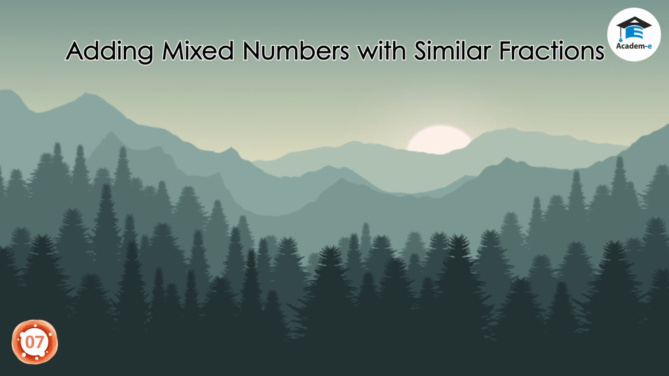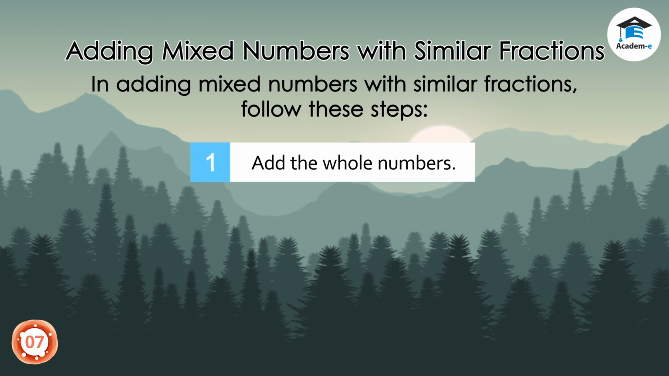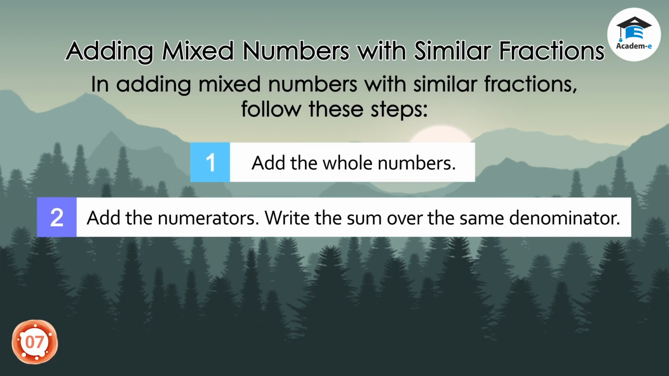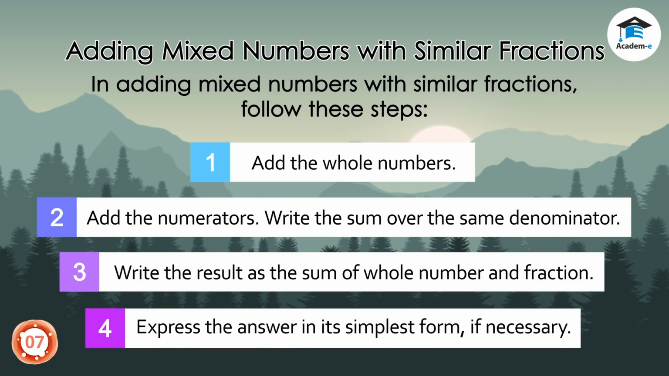Adding mixed numbers with similar fractions. In adding mixed numbers with similar fractions, follow these steps. First, add the whole numbers. Second, add the numerators. Write the sum over the same denominator. Next, write the result as the sum of whole number and fraction. Finally, express the answer in its simplest form, if necessary.